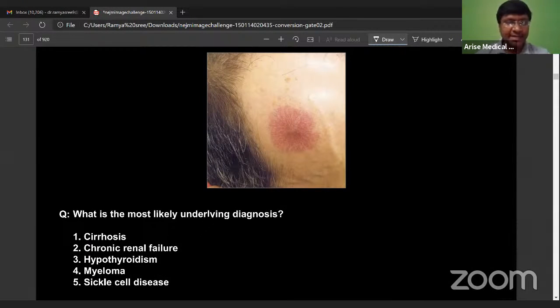What is the most likely underlying diagnosis? Cirrhosis of liver, chronic renal failure, hypothyroidism, myeloma, sickle cell disease. Yes, any one of you? What is the most likely underlying diagnosis?